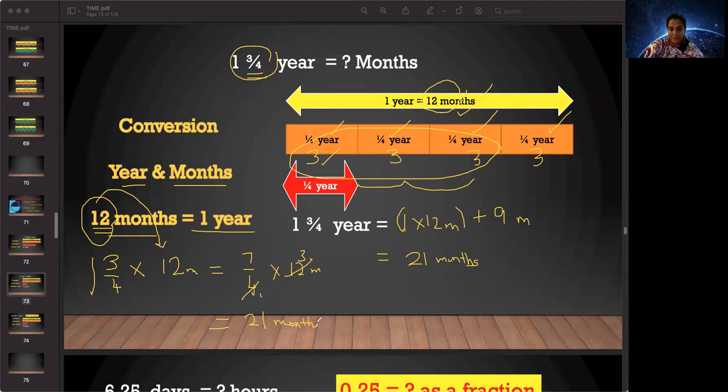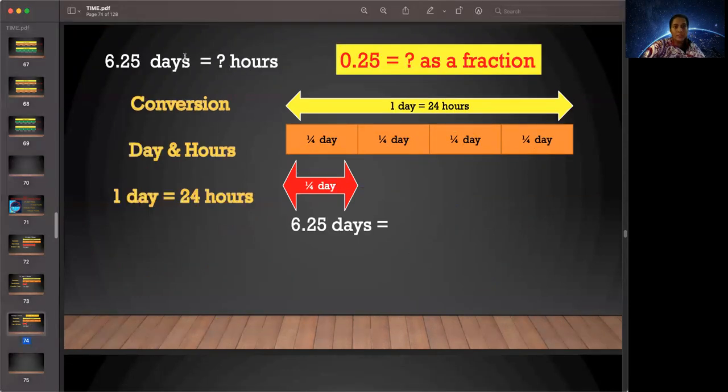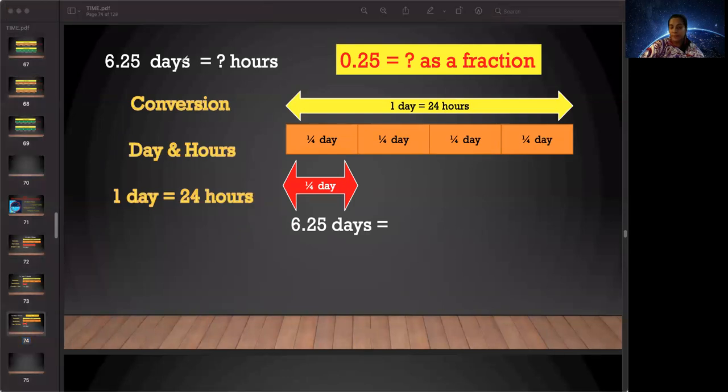So clear? There are 2 methods for you to use and understand in order for you to solve questions in which the fraction is more than 1. So let's look at our last question here. We have one more example, which is a decimal. What if you had 6.25 days is equivalent to how many hours?